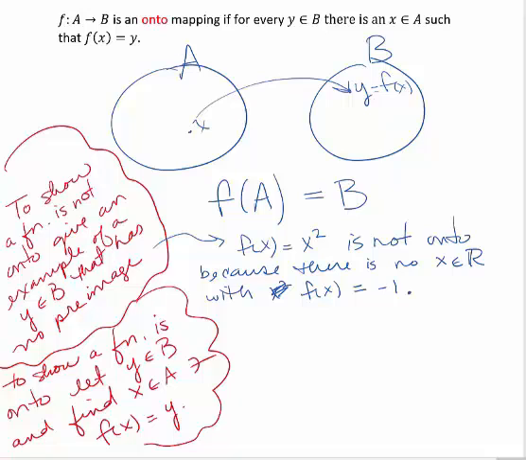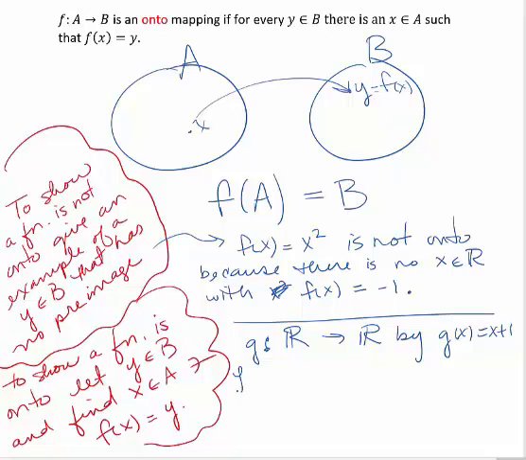Now to show that a function is onto, let me make up, let's say g maps R to R by g of x equals x plus 1. That is going to be onto. G is onto. I want to prove it's onto.